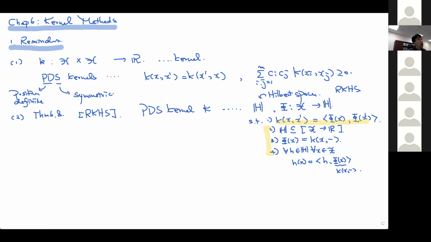Okay, so at the end of the last lecture, I think Ron asked me, are there any other Hilbert spaces that satisfy this number 1? And the answer is yes. There are really a lot of Hilbert spaces which satisfy number 1. So then you may ask, what is so special about this RKHS we constructed in the proof of theorem 6.8?